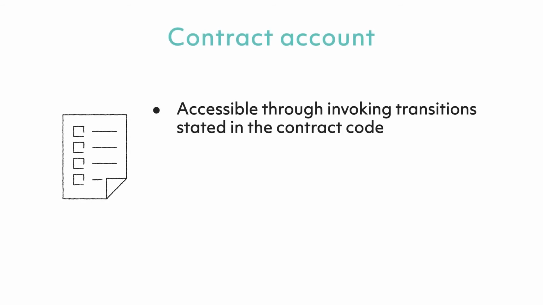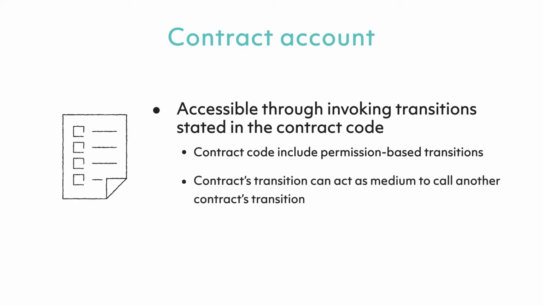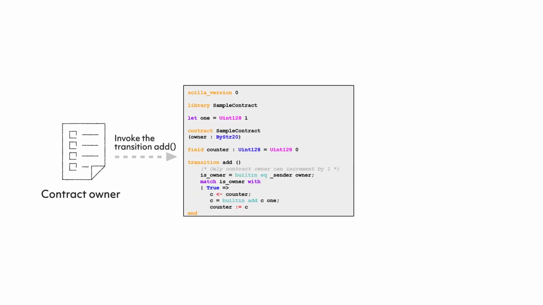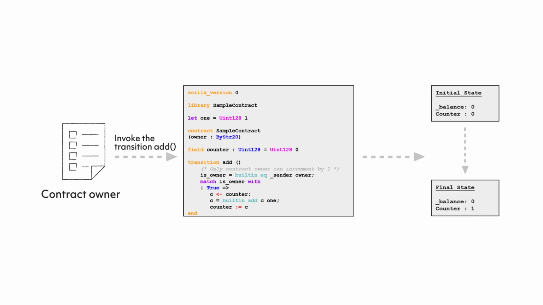A contract account is accessible only through invoking transitions stated in the contract code. The contract code can include permission-based transition that only allows users who own certain accounts to interact with it. A contract's transition can even act as a medium to call another contract's transition, thereby allowing for more complex and compartmentalized business logic. So the way it works would look something like this, where a contract owner would invoke the transition. The code is processed to record and verify the state transition from the initial state to the final state.